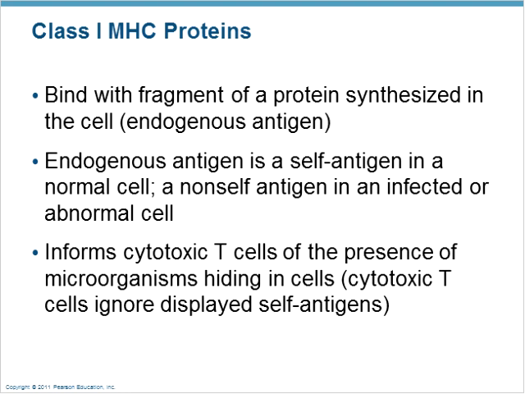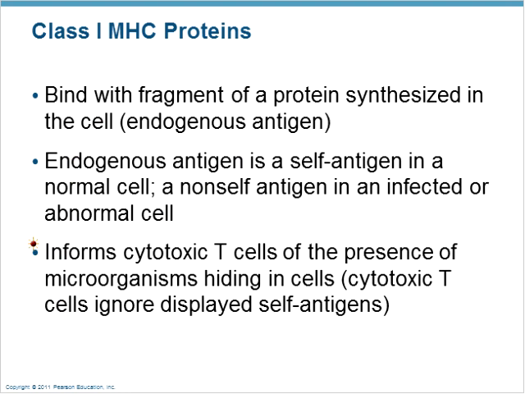They bind with the fragment of a protein synthesized in the cell. It's called an endogenous antigen. The endogenous antigen is a self-antigen in a normal cell and a non-self antigen in an infected or abnormal cell. So here's what happens. The reason the antigen changes is because the cell becomes affected. It changes that antigen such that it becomes a non-self antigen, and it shows the T cell that it's no longer one of us.